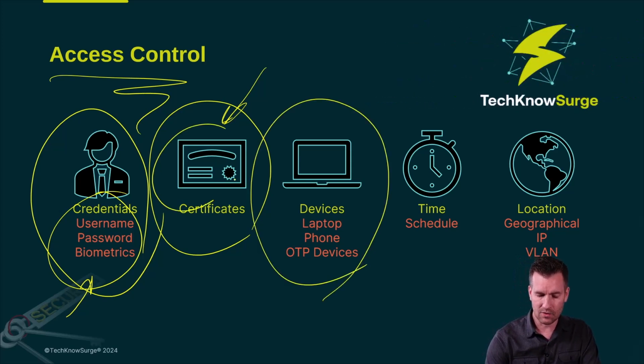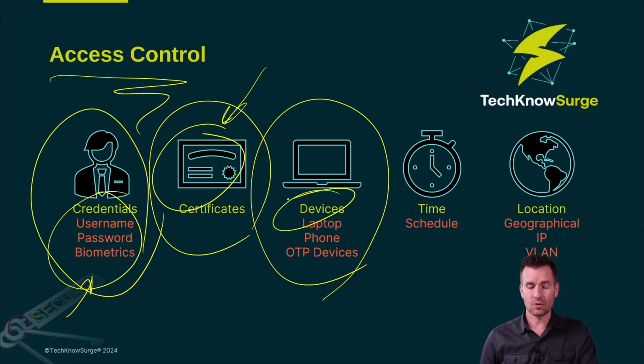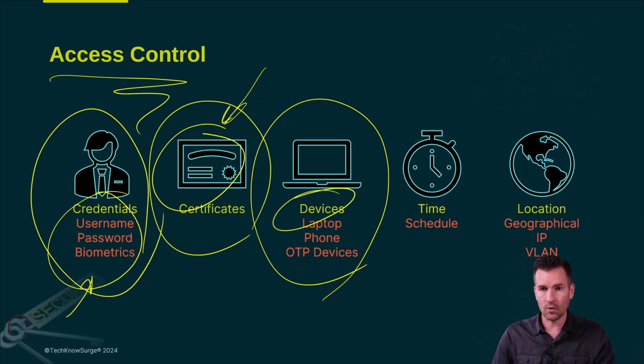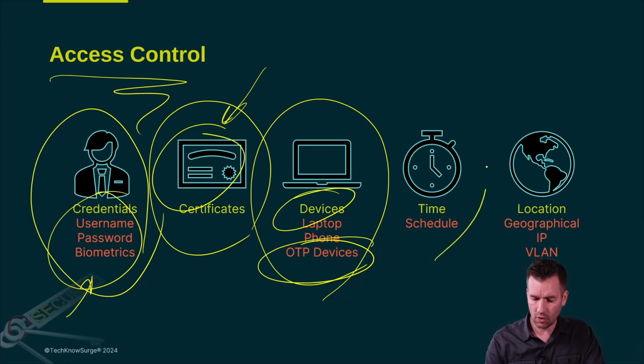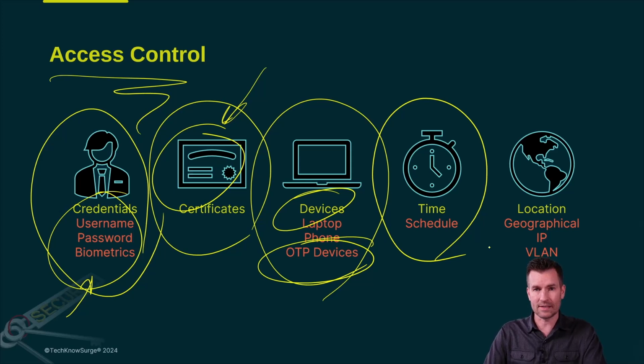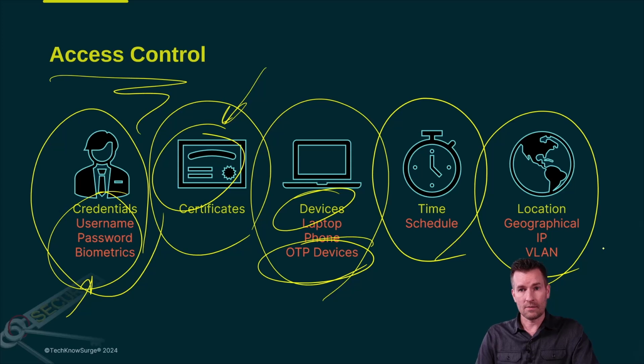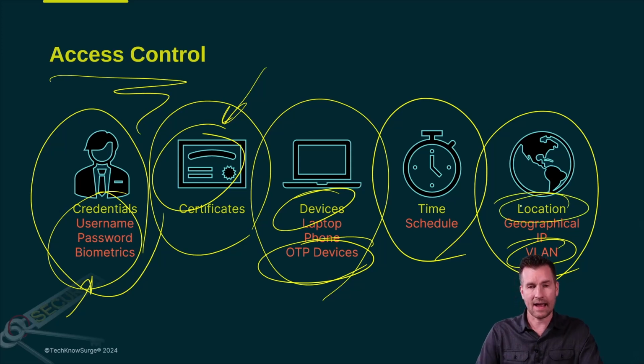Or maybe it's based off of a device. A lot of times we actually do this with certificates. But maybe it's some sort of device like a laptop or phone, or a one-time password device for two-factor authentication. So there are devices, and we can pin things to devices. We can also have access control based off of some sort of schedule or time. Maybe it's only during working hours that the resource is available. And it could also be locked geographically. Maybe it's by IP address, maybe it's by VLAN within the company. So some sort of location-based access control.